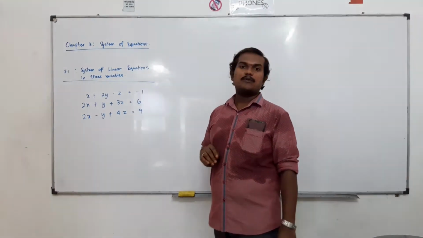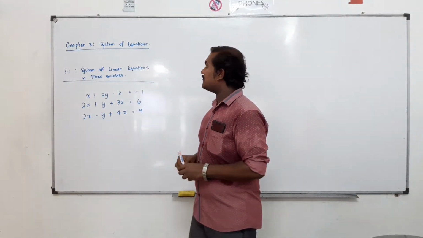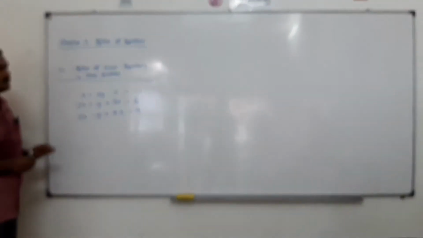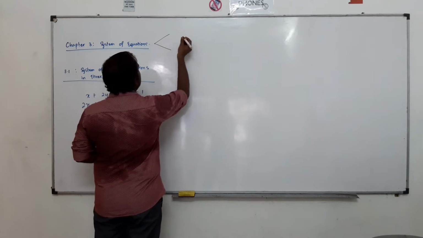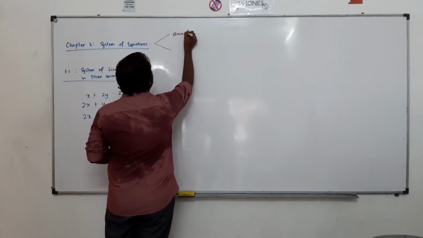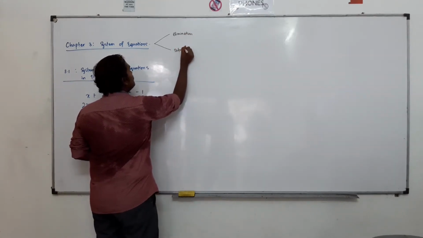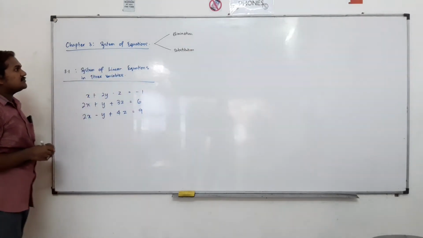Today our topic will be chapter 3, system of equations. In this chapter, we are going to learn about solving equations. When we want to solve the equations, we will be using two methods. The first method will be elimination and the second method will be substitution. I will first show you the method of elimination. Later we will discuss the substitution method.